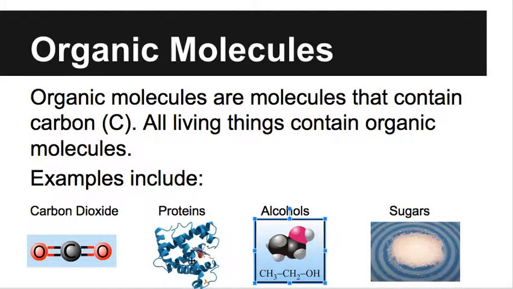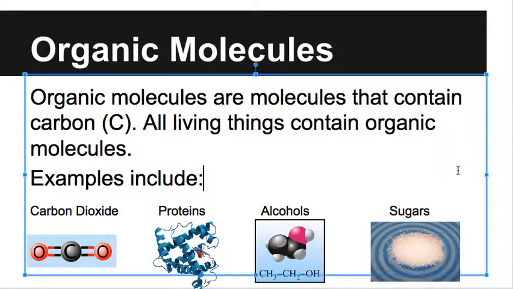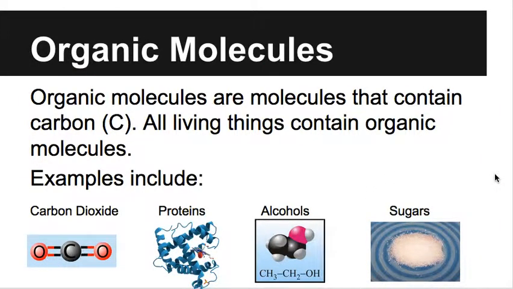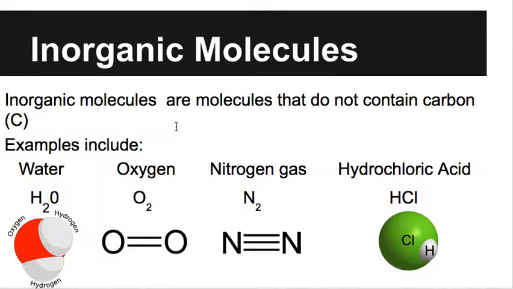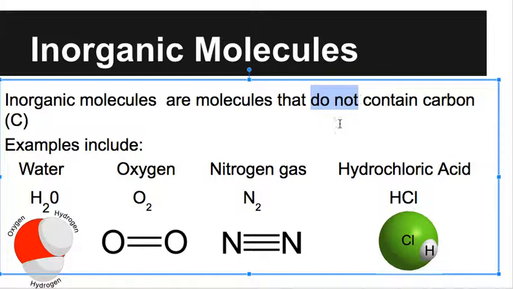So you can see when we show you the molecular formula, carbon has a C. Alcohol has two C's here, and sugars are also made of carbon. So if it has carbon or C in its formula, then it's an organic molecule. Organic, for chemistry and for science, means anything that contains carbon. Of course, inorganic molecules are any molecules that do not contain carbon.